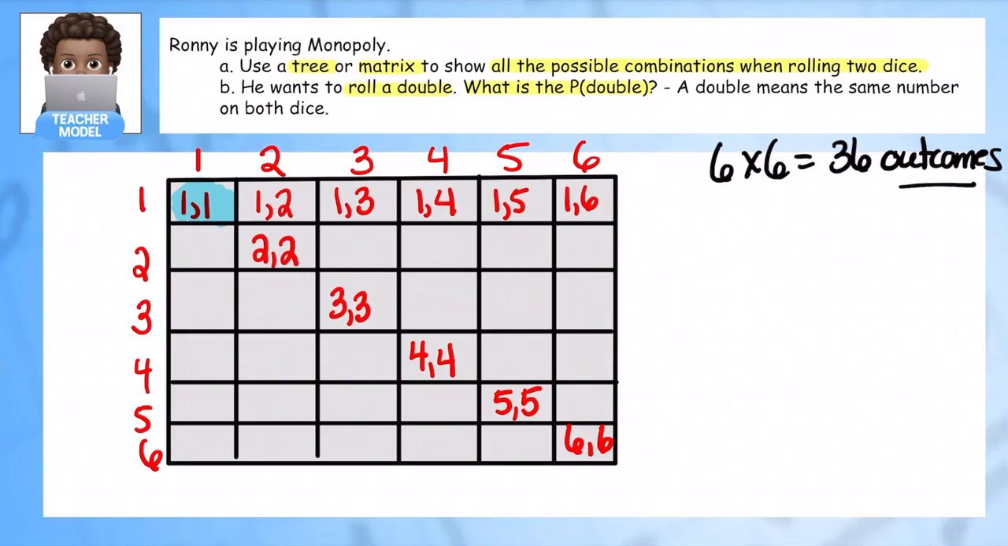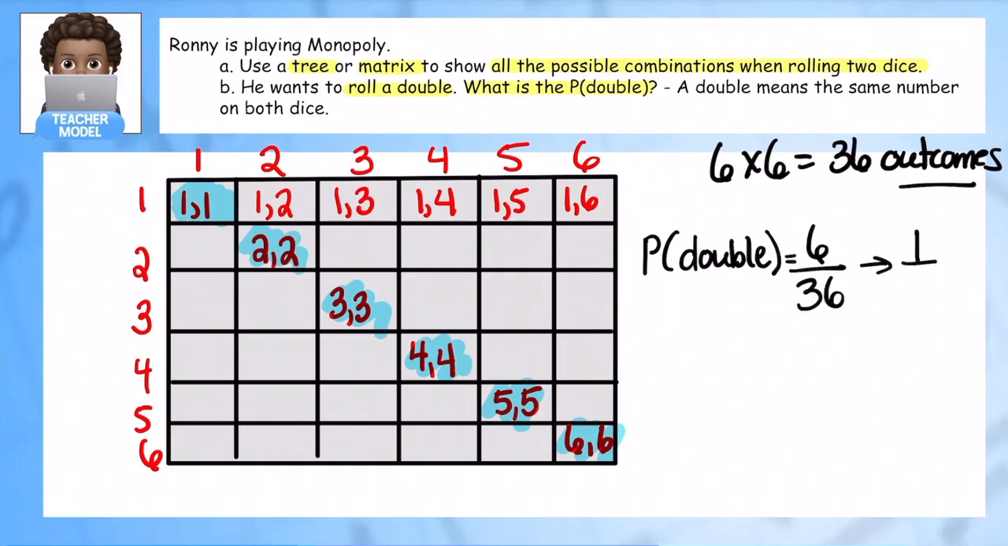Okay, so looking there, how many combinations are the ones that I wanted? 1, 2, 3, 4, 5, 6. The probability of rolling a double is 6 out of 36, or simplified 1 out of 6. I'm going to change that into a percentage, and I know 1/6 is equal to 0 and 0.1666 repeated, or 0 and 17 hundredths, or 17%. And that's it, Math Marbles.